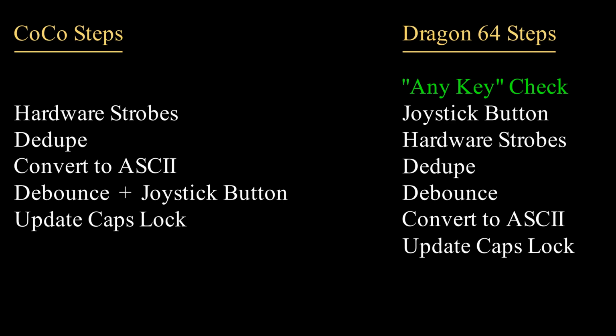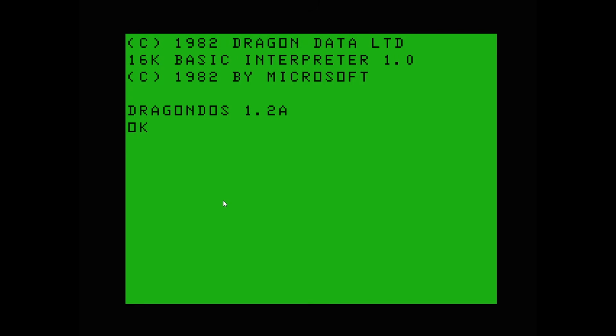And there's one last step added to the Dragon 64. Initialize the auto-repeat countdown. Unlike the CoCo, the Dragon 64 supports auto-repeat. I don't have a Dragon 64, but I do have XRoar, which is the next best thing, and here I've booted up the Dragon 64 machine.